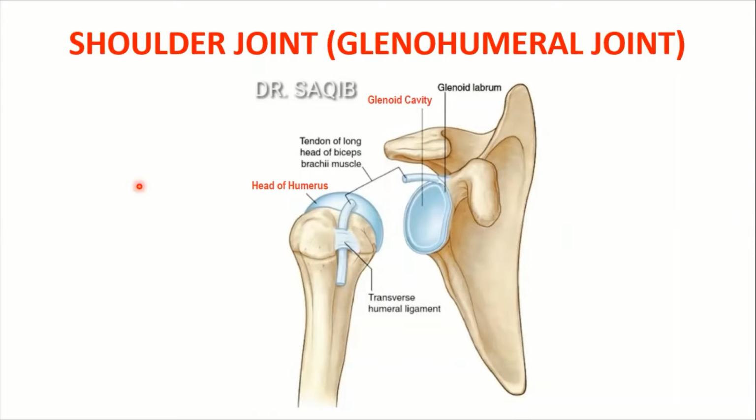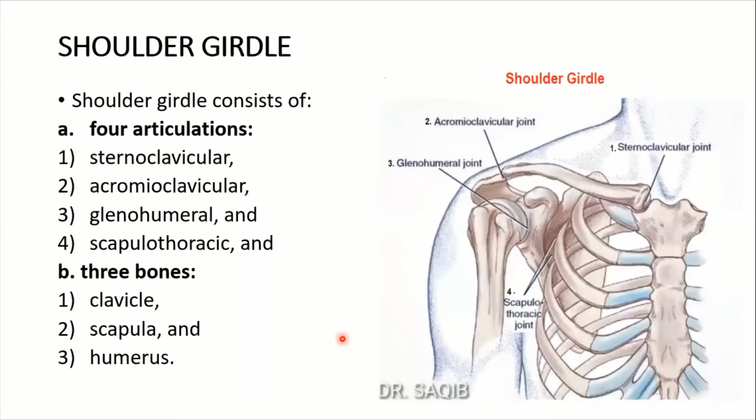And today I will discuss a very important topic of anatomy, the shoulder joint. It is also called the glenohumeral joint. It is formed between the glenoid cavity of the scapula and the humeral head of the humerus. Here you can see this. And first I will give you a concept of the shoulder girdle.